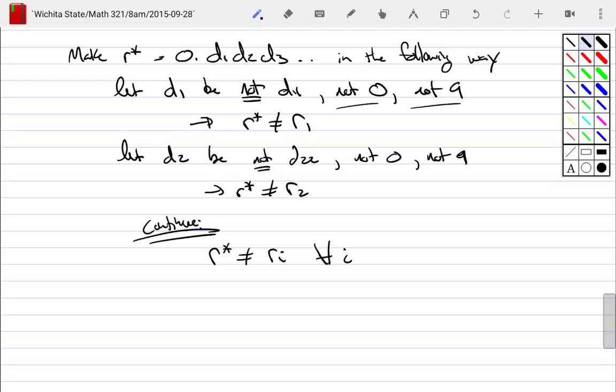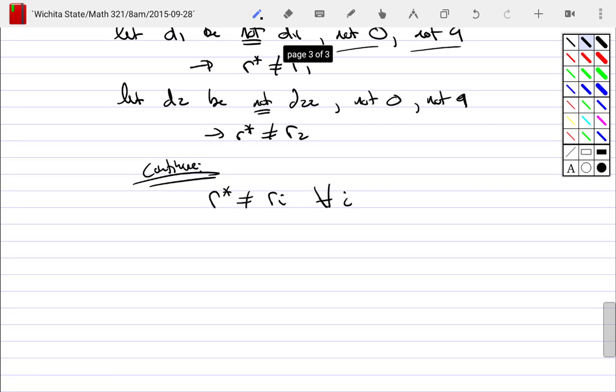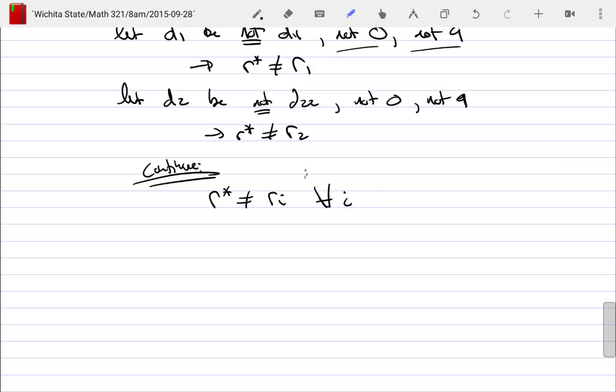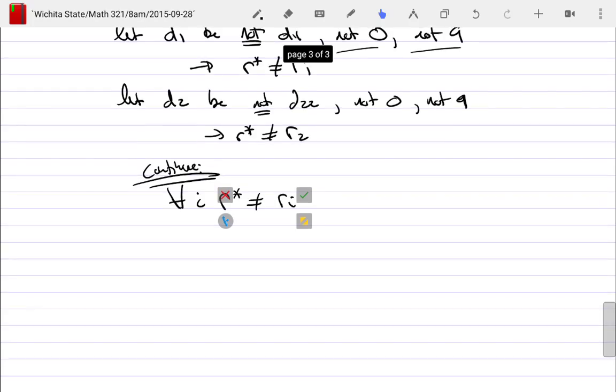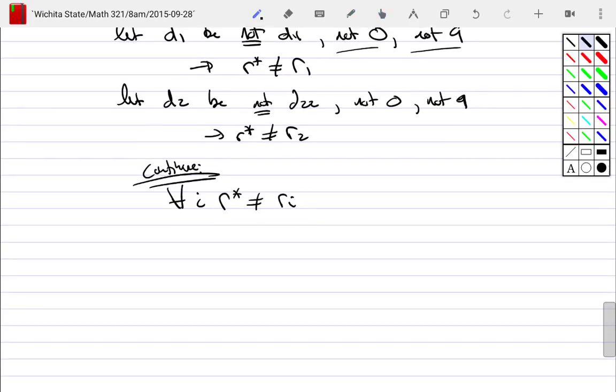So is that a contradiction? Yes, because my list included everybody, except this. That's not allowed. You can't say I have everyone but you. That's a liar, right? If I said all the students are in the room right now, and then there's somebody standing in the hallway, you'd look, no, right? And so normally we put the for all i first. Let's put it in the right order. For all i, r star is not ri, and that's my contradiction.